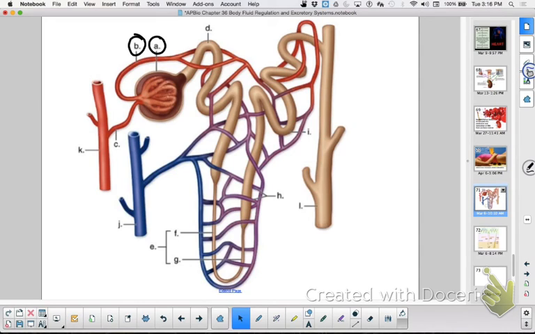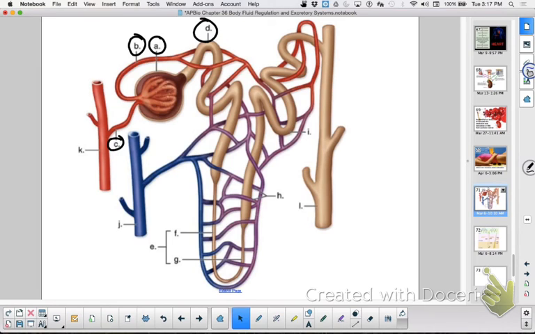Afferent or efferent? Efferent. See it? So that's the efferent. B is the efferent arteriole. It's going away. And then where's C? C is the afferent arteriole. Good. Going towards. And we know it's important because that's also going to detect the blood pressure, which can then trigger it to secrete renin.